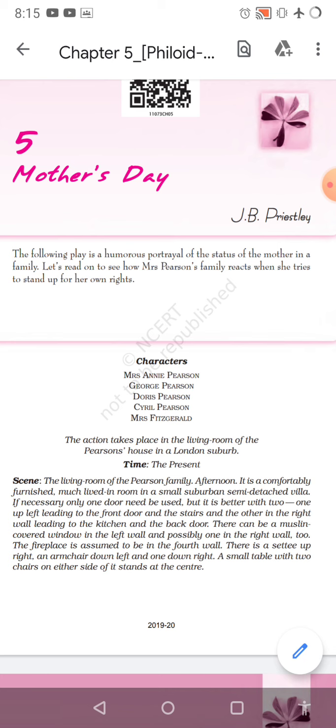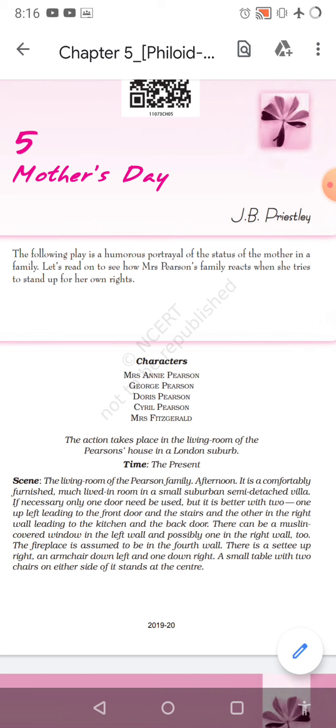If necessary, only one door need be used, but it is better with two. One up left leads to the front door and the stairs, and the other in the right wall leads to the kitchen and the back door. There can be a muslin covered window in the left wall. Muslin is a cloth, we say malmal. And possibly one in the right wall. The fireplace is assumed to be in the fourth wall.